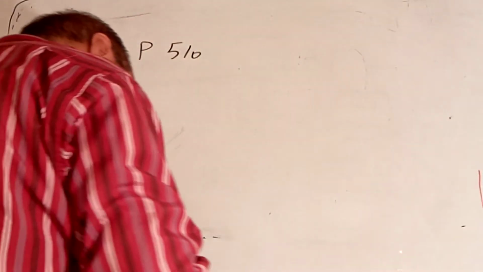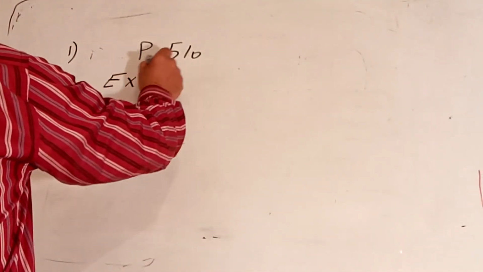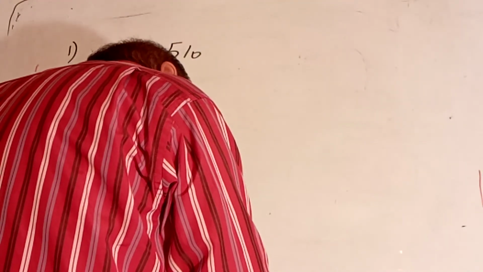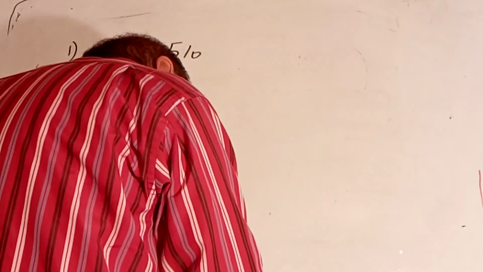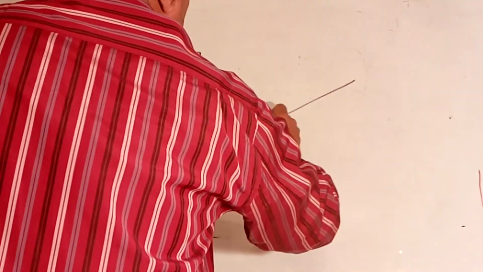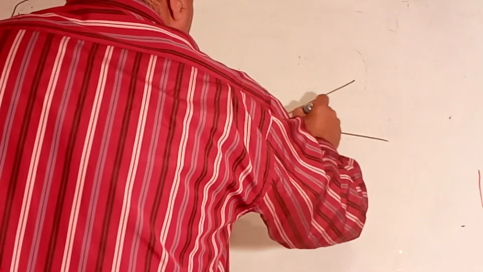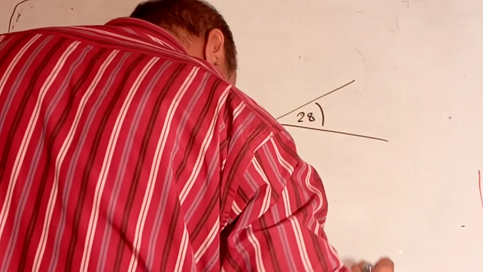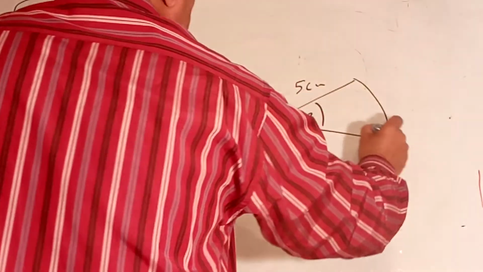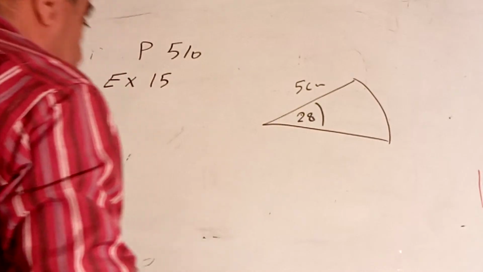Let's take example 15. Calculate the arc length and the area of the sector in the diagram. We have this diagram here. This is 28, and this is 5 centimeters, and this is the arc. Find the length and the area of the sector.